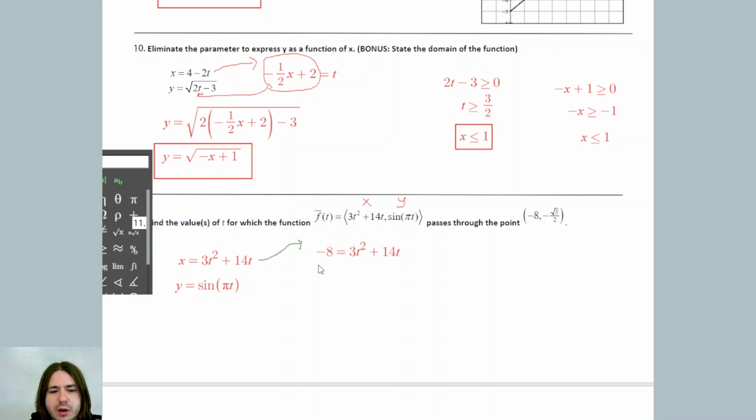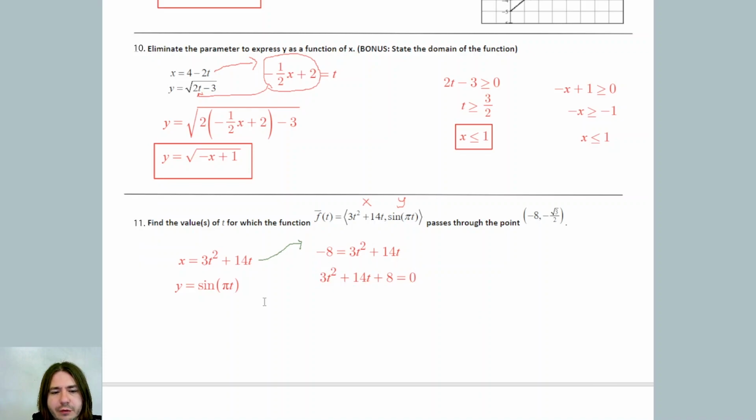So this is going to be a quadratic. We need to set it equal to 0, so we're going to add 8 to both sides. And at this point, I'm going to try to factor. I'm crossing my fingers. Hopefully it's factorable. If not, it's not the end of the world. We can use the quadratic formula. But let's see if we can't factor this.